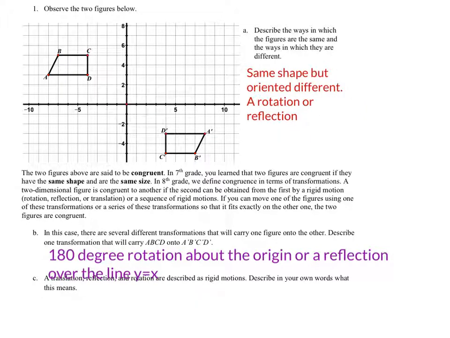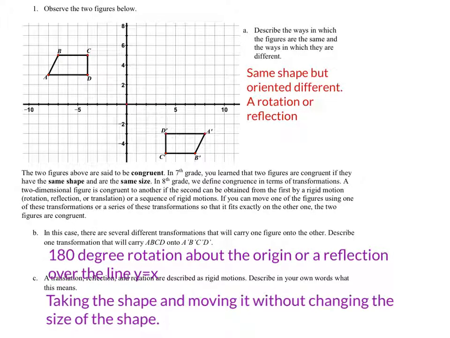Translation, reflection, and rotation are described as rigid motions. Describe in your own words what that means. So this is what I got. You may have something close to it or a little different. Taking a shape and moving it without changing the size of the shape. So we can change the orientation as well. It's just about not changing the size. Once we change the size, then it's not the same. It's not congruent any longer.